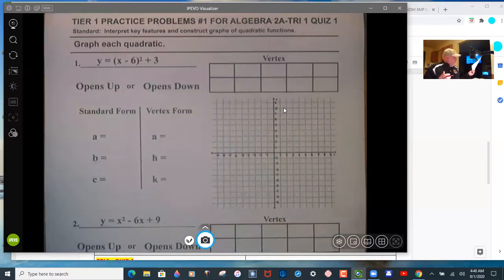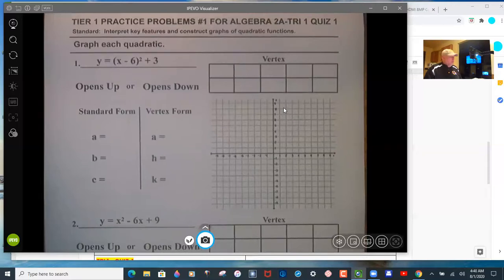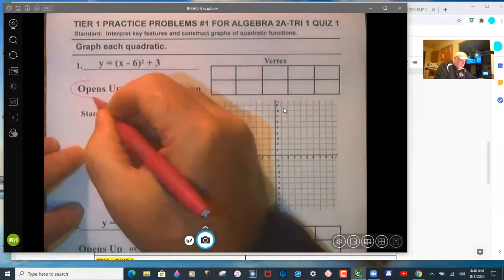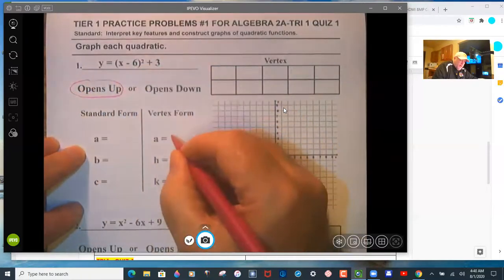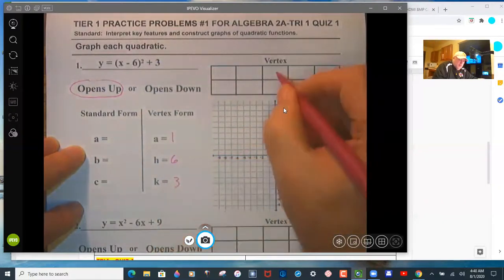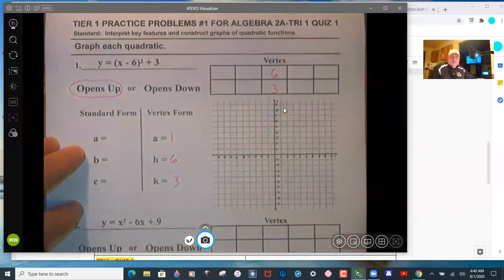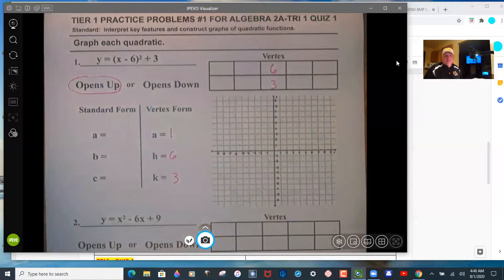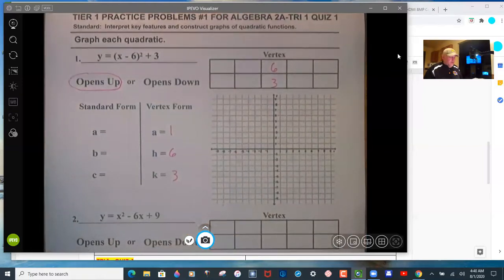Okay, so the first page, you're going to be given a quadratic in either vertex form or in standard form. So the first one is in vertex form. And this is going to open up because of our A value. So A is 1, H is 6, K is 3. And remember that HK is the vertex. Okay, pretty simple on that.